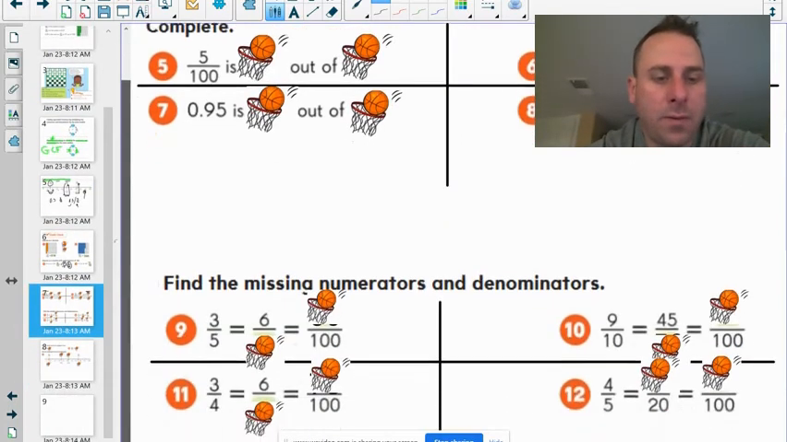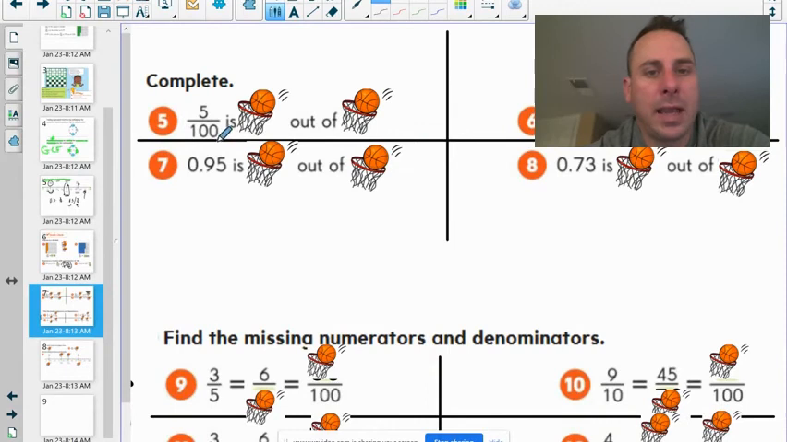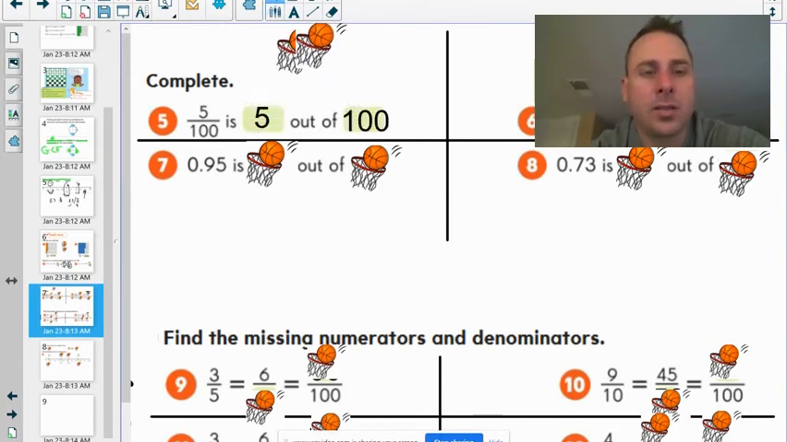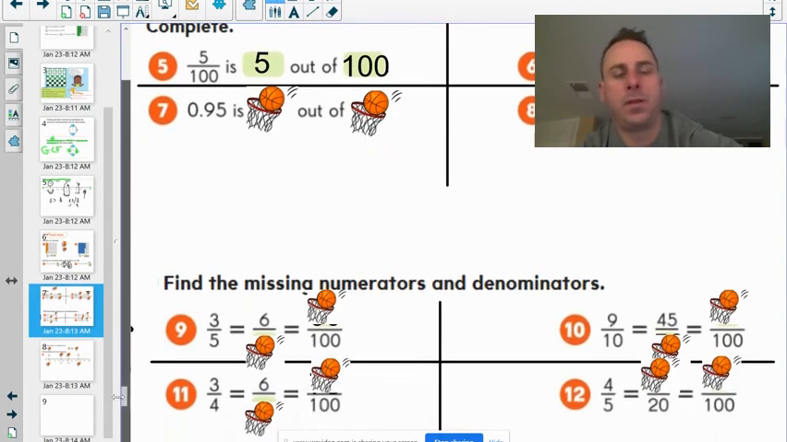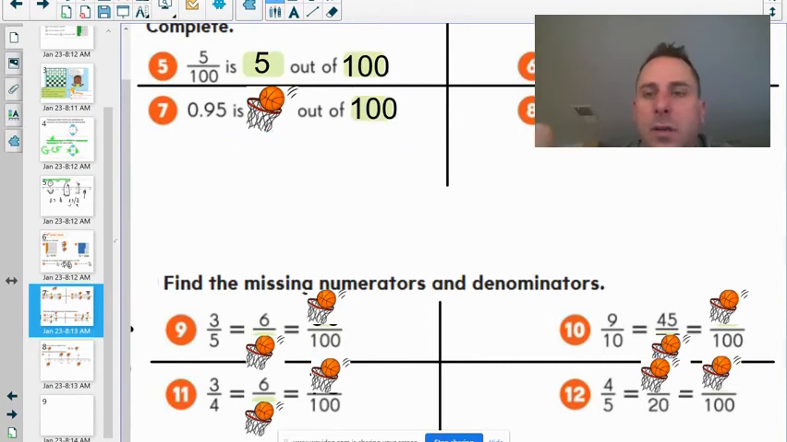So let me just overview the page and then I'll let you guys try some practice. 5/100 is blank out of blank. So let's see what they're asking you to do here. Is 5 out of 100. You are just trying to figure out, obviously, numerator and denominator. And this would be like you made 5 out of 100 shots. 21 out of 100. This next one here is 95 is blank out of blank. Whoops. 73 is 7300 is blank out of blank.